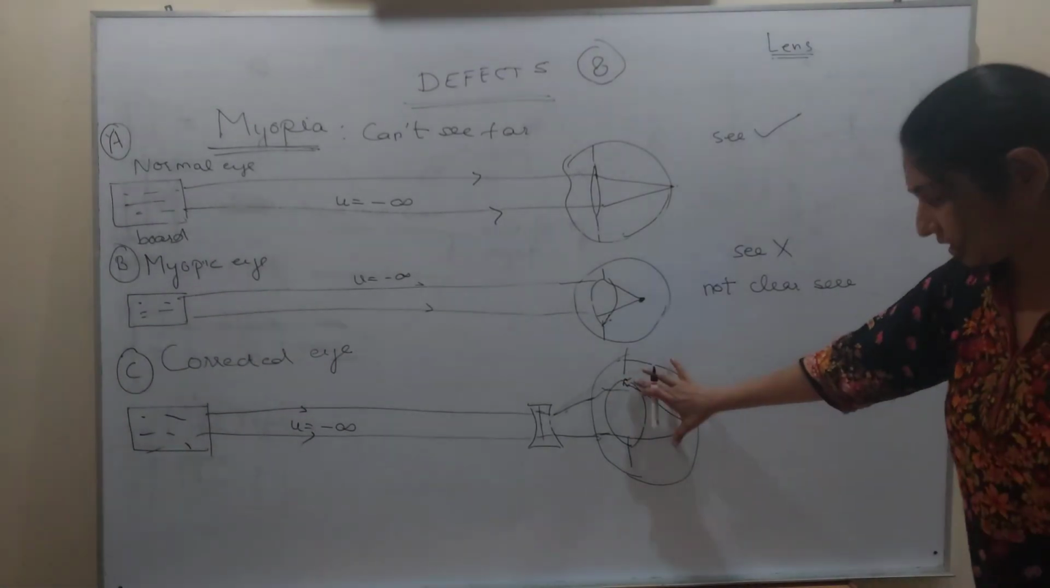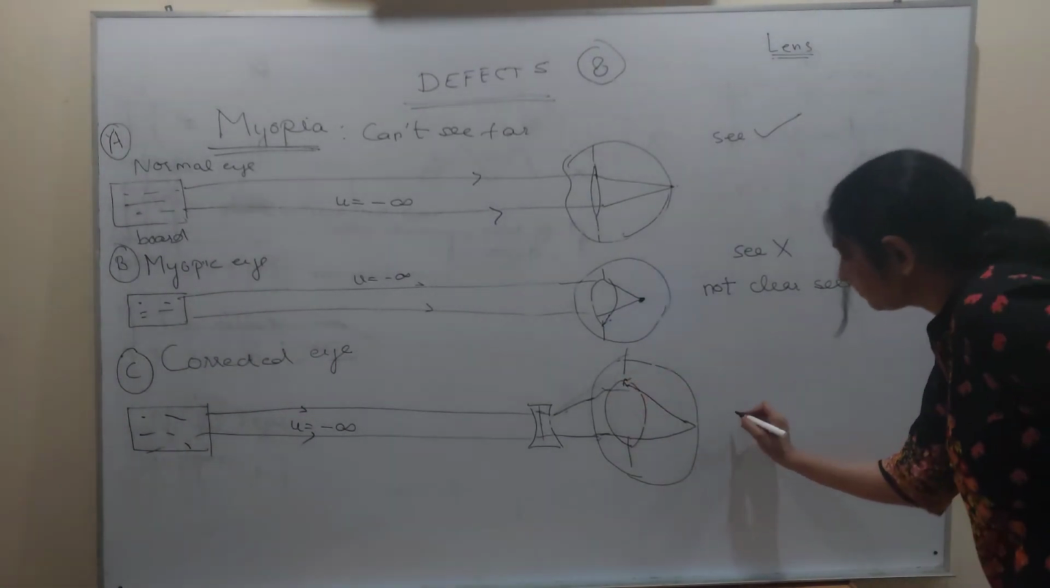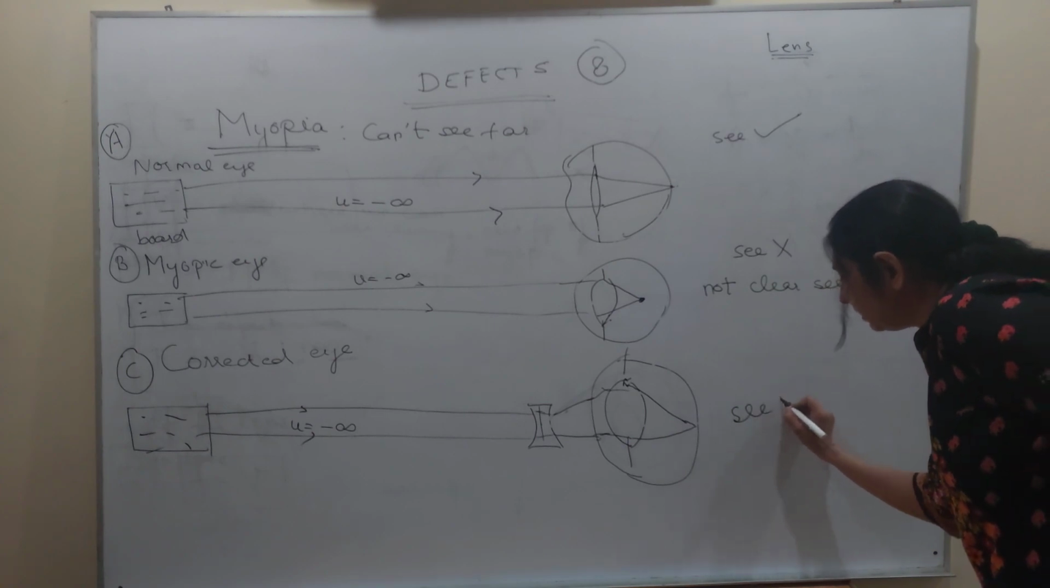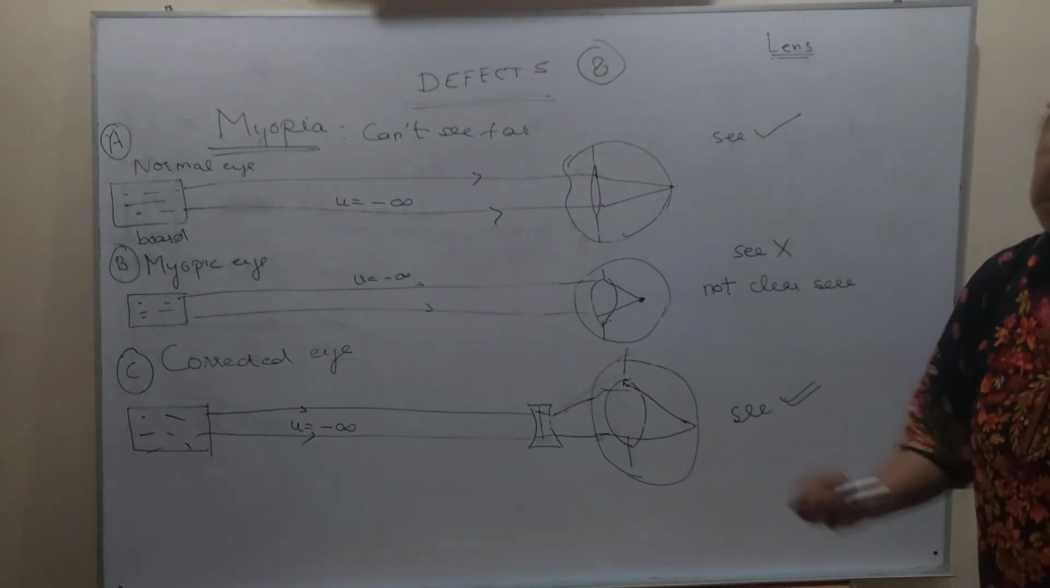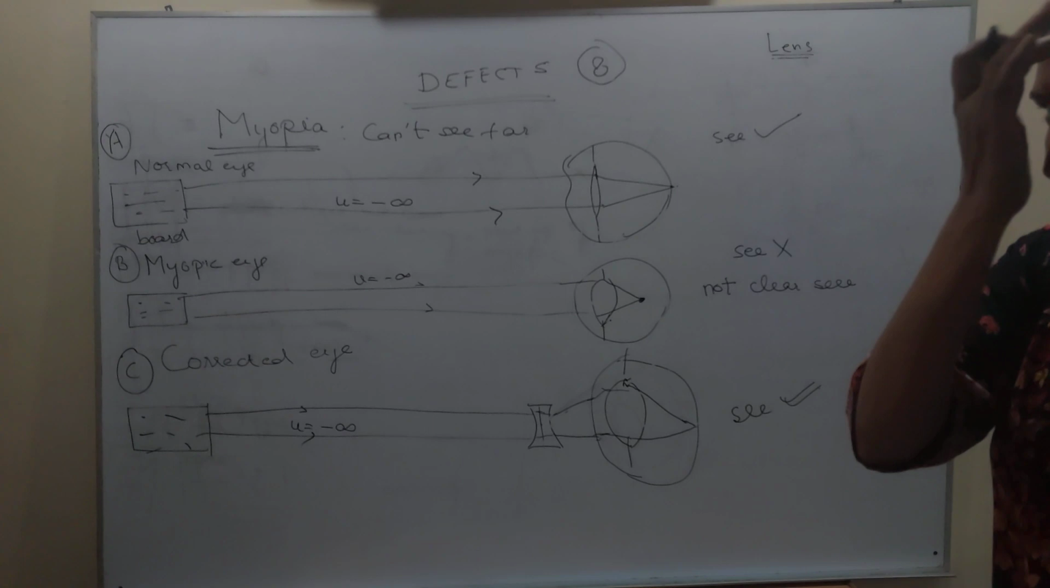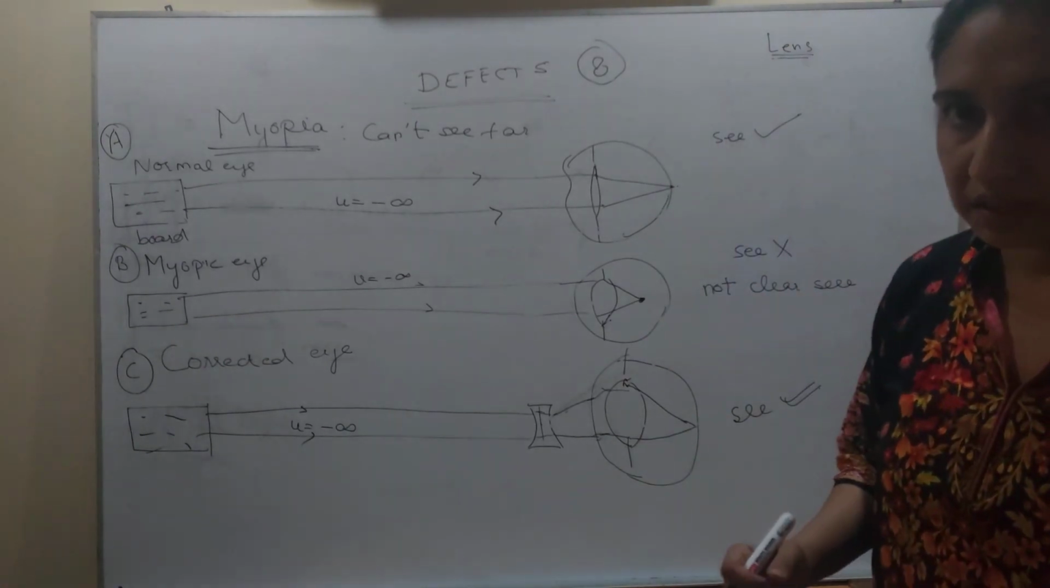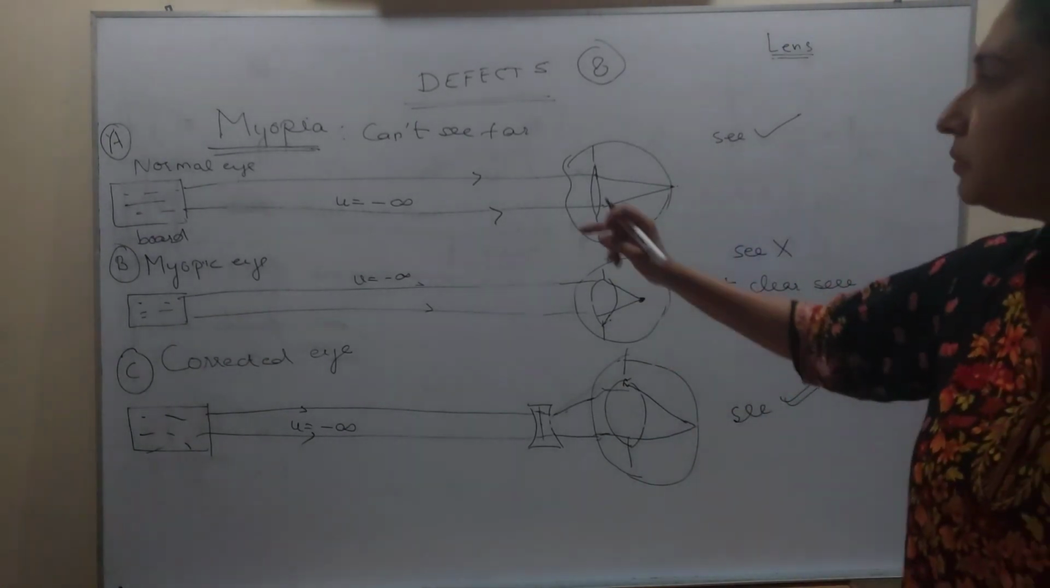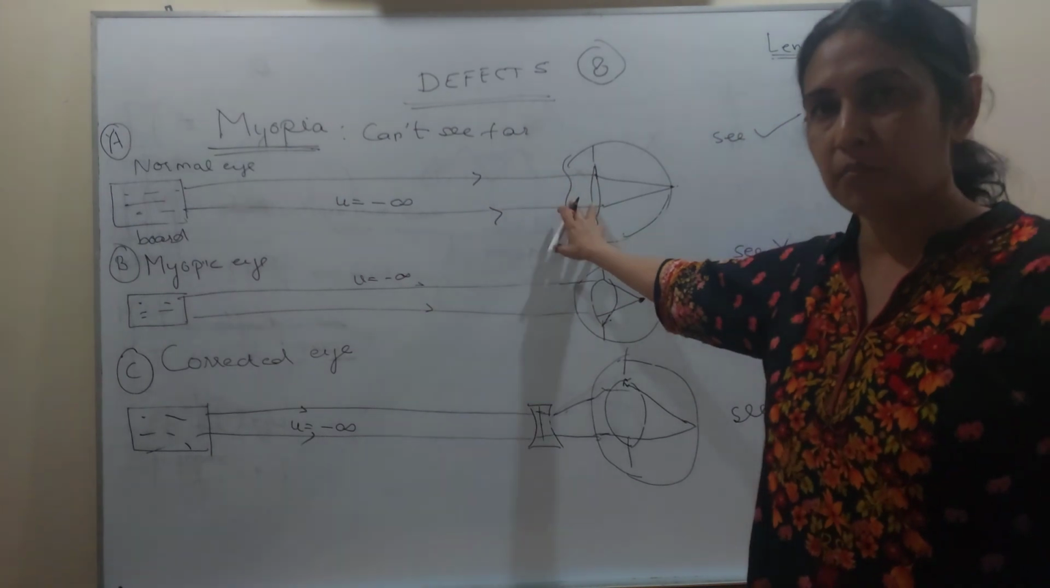कि उसने diverge की थी, and now we can see clearly with u is equal to minus infinity. Again, I'm stating, see the differences in the three diagrams. They are completely different diagrams. Here, it is a normal eye.